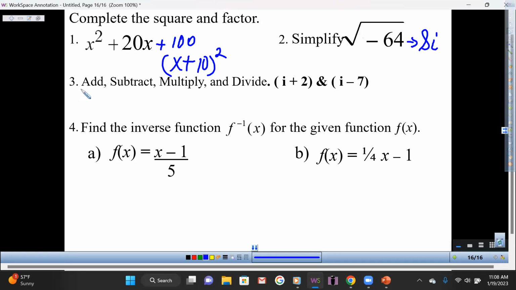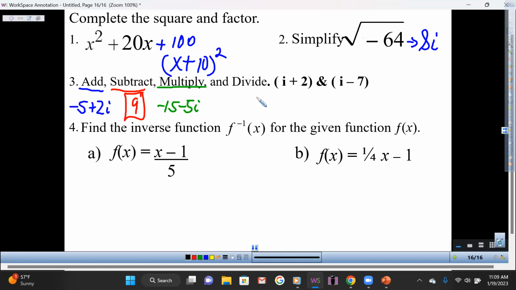Number three, addition. What'd you get for addition? JP, go. Thank you. That is correct. How about subtraction? What'd you get for subtraction? Anaya. What is it? 9. That is correct. Multiplication. Pass someone. Minus 5i. That is correct.